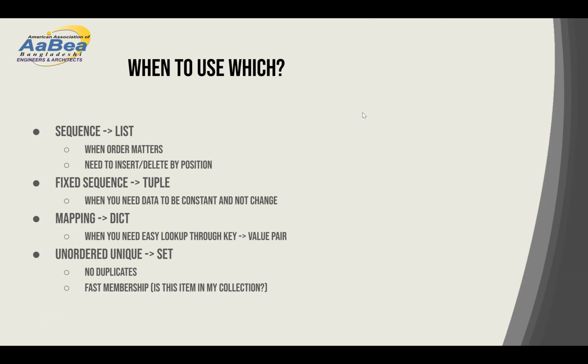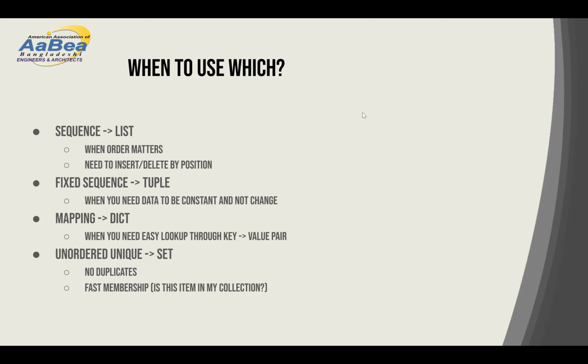And then we have the fixed sequence from before, which is a tuple. It's like a list, except it's when you need the data within it to be constant and not change, when you don't want to edit any of the elements within it. And then for the mapping, that would be a dict or a dictionary, right? It's very similar to a dictionary in real life, where you look something up within it and you find a definition. It's very similar here. You have a key that you look up and then it gives you a certain value.